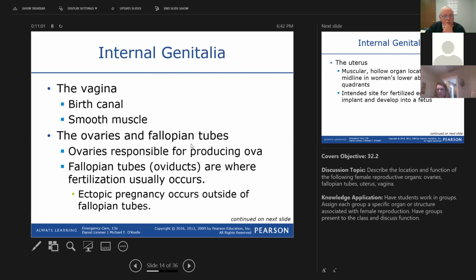Some of the things you have to know is the anatomy of pregnancy. So the vagina is the birth canal, it's smooth muscle, it's a tube. We have ovaries that release eggs, and then the fallopian tubes that carry those eggs down into the uterus. The ovaries produce the eggs, called ova, and the fallopian tubes are the ducts. Now this is where fertilization usually occurs, and it becomes important here in a second. I'll tell you why. It's because of something called ectopic pregnancy.